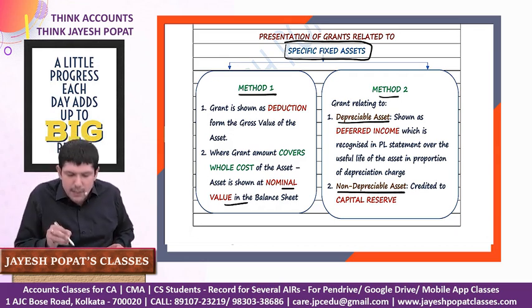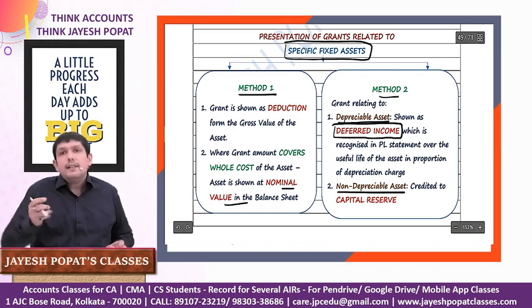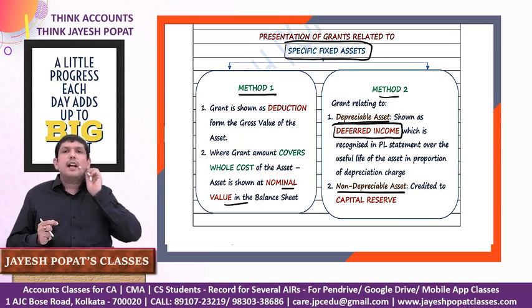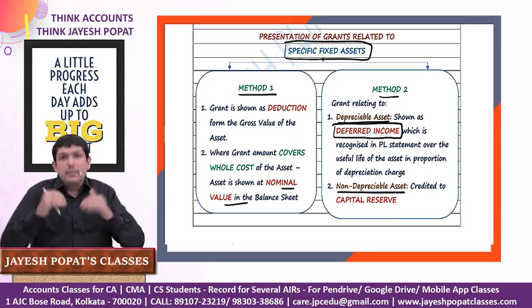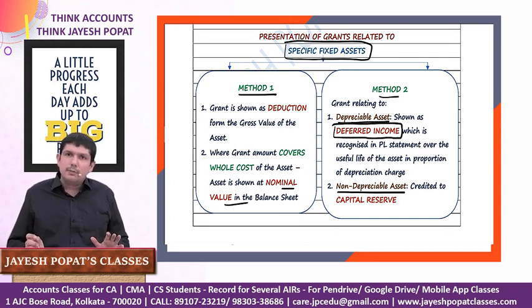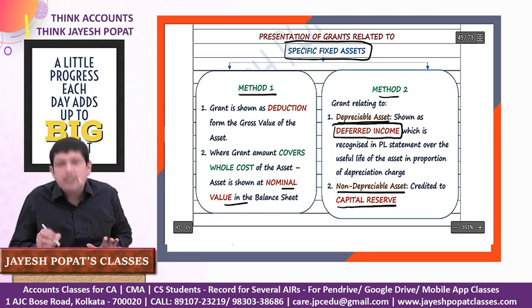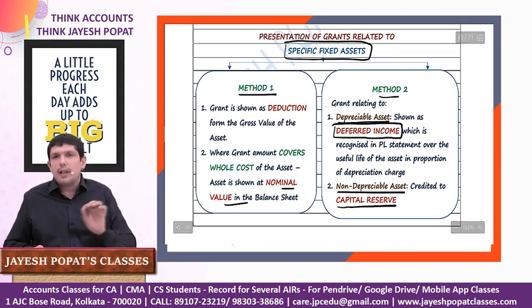If it is in relation to a depreciable asset, we will treat the government grant as a deferred income and we'll credit the amount of grant in the same proportion in which we debit the depreciation expense in relation to that asset in the statement of profit and loss. But if the grant is in relation to a non-depreciable asset, we'll straight away take this government grant into capital reserve.